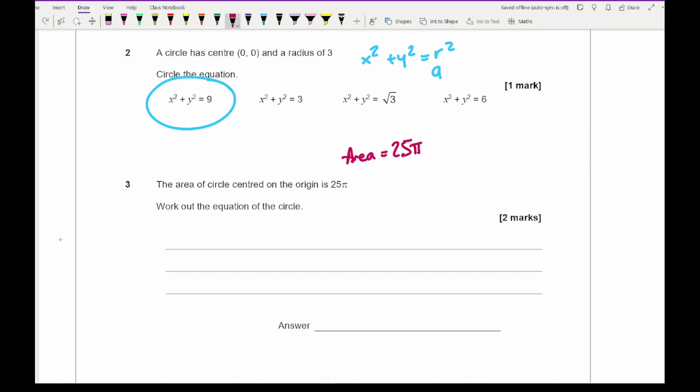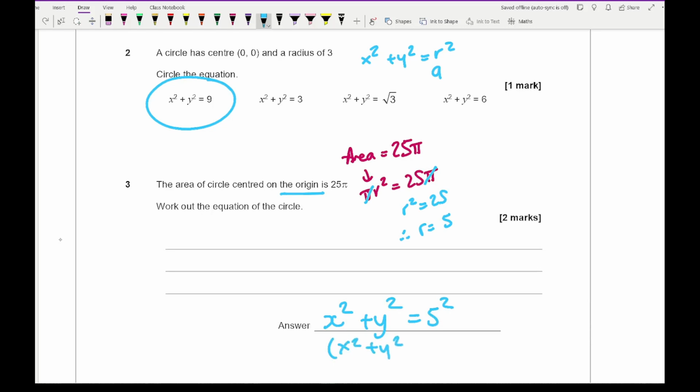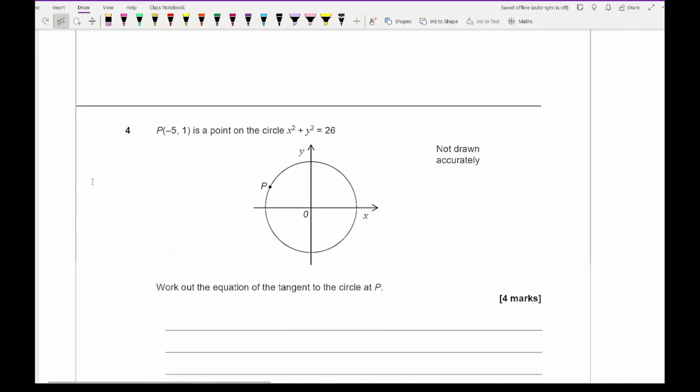And what we need to do is work out the radius. So the area is pi r squared. And if that's equal to 25 pi, then obviously the pi's cancel out. And so r squared equals 25, and as I mentioned, therefore r must equal 5. So then if the radius is 5, then the equation of the circle at the origin is going to be x squared plus y squared equals 5 squared, or what you could write is x squared plus y squared equals 25, and that should be good enough for you to get the full marks for that question.